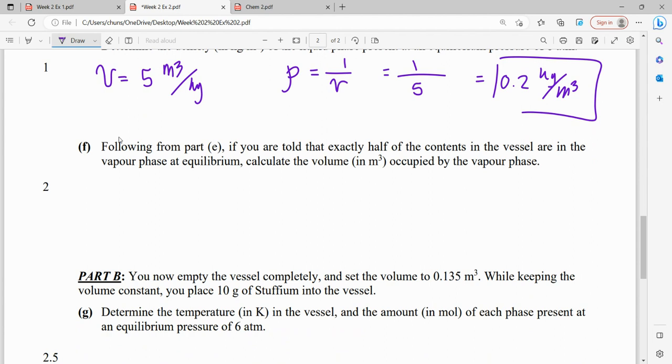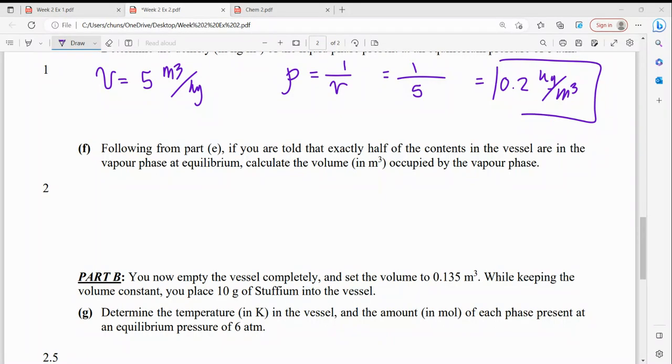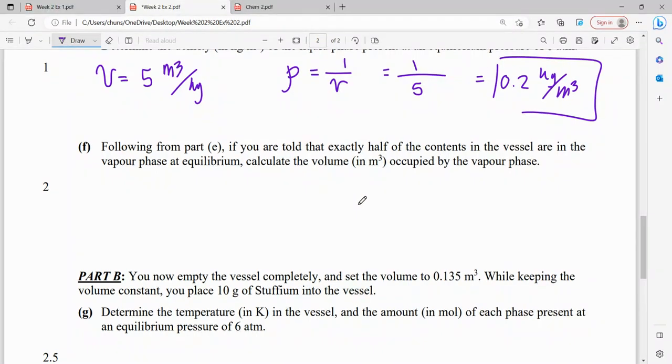Following from part E, you are told that exactly half the contents in the vessel are vapor phase at equilibrium. Calculate the volume occupied by the vapor phase. So we're going to need a couple things for this question. So you're given that we have 250 grams in the beginning, and we're told half of it is vapor.